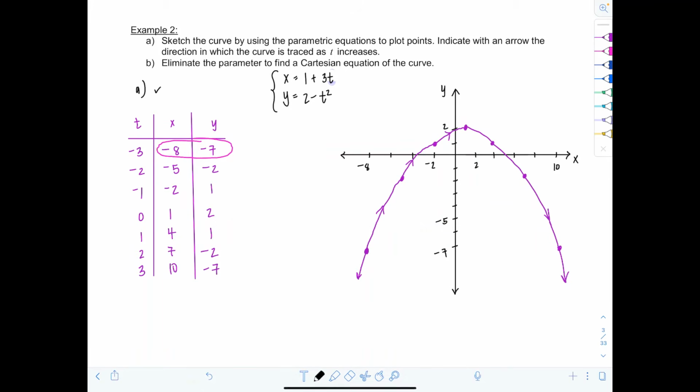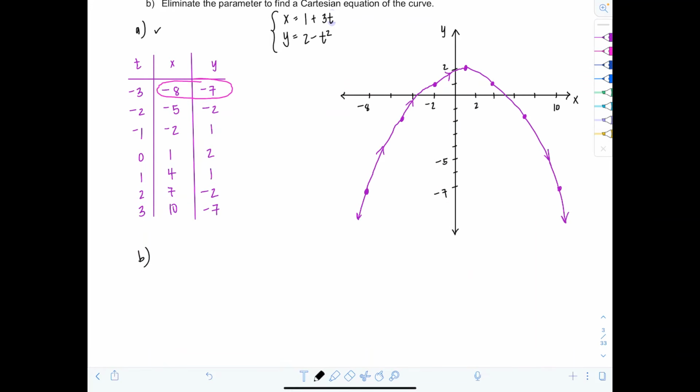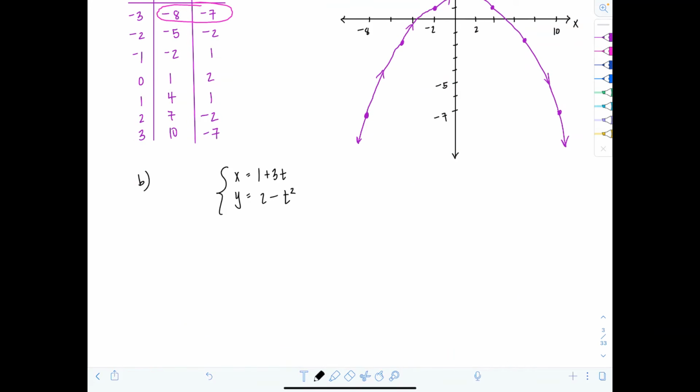Okay, check. Part B says eliminate the parameter to find a Cartesian equation of the curve. So let me rewrite the equations here, and I'll show you exactly how we do that. So we have x equals 1 plus 3t, and y equals 2 minus t squared. There's a few little techniques that you can use to eliminate the parameter. One of the most useful is just substitution. So solve for the parameter in one of the equations and then substitute it into the other equation.